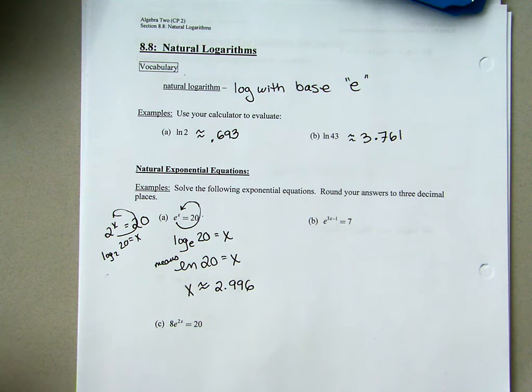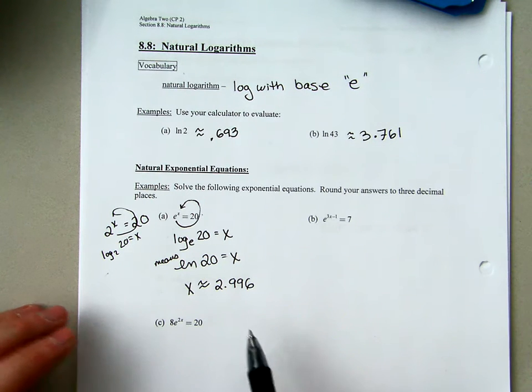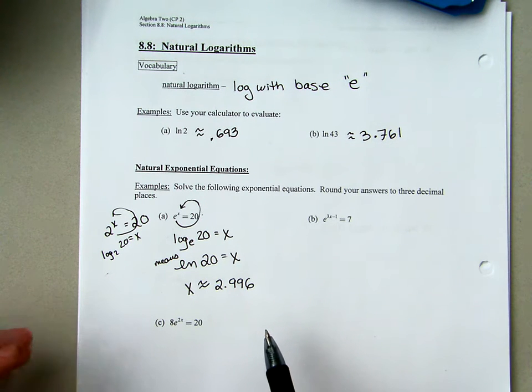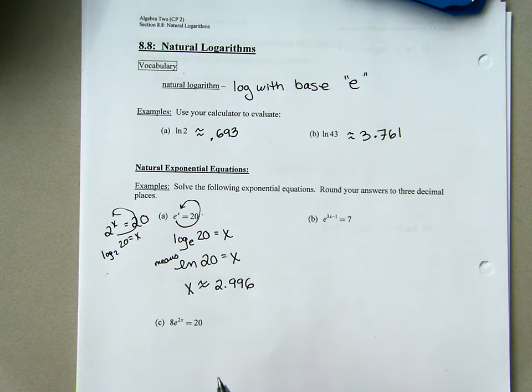If you don't believe this is correct, we don't have to check for extraneous solutions, but let's do it. Let's do e raised to the 2.996, and it should be pretty close to 20. Type that in. It's not really 20 because we rounded to get to the 2.996, but you should see us pretty close.